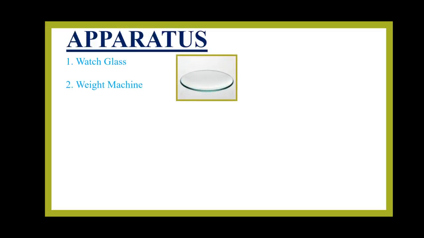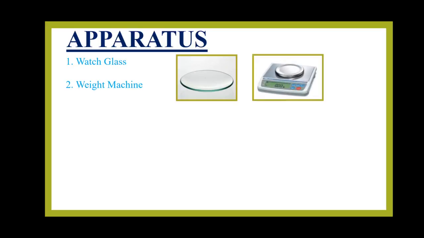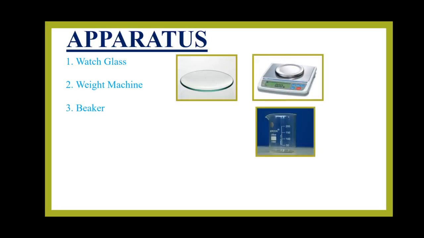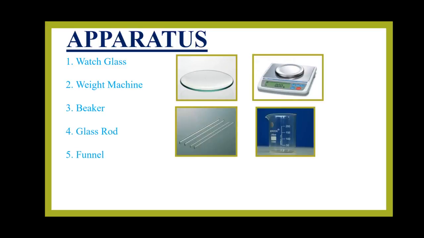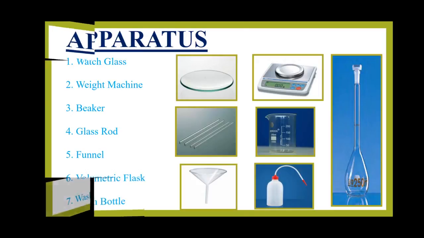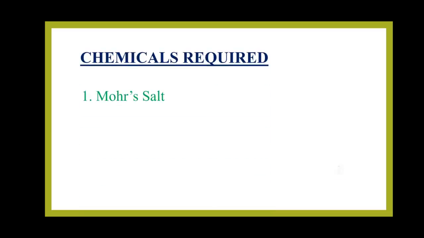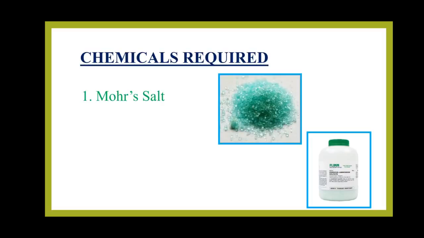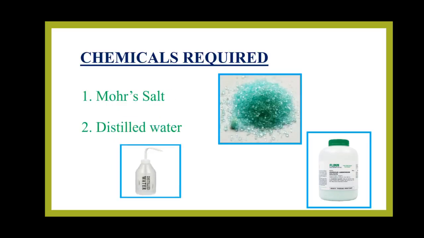The apparatus which will be used is the same as for the oxalic acid standard solution preparation, right? Watch glass, weighing machine, then beaker, glass rod, funnel, volumetric flask and wash bottle, right? The chemical required: here we have to prepare a solution of Mohr's salt, so we have to take Mohr's salt, right? Here you can see that Mohr's salt has a bluish green color, right? Crystal, and distilled water is common.